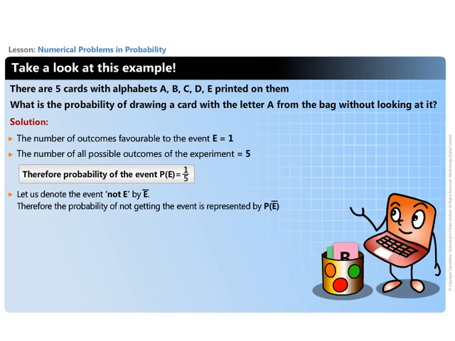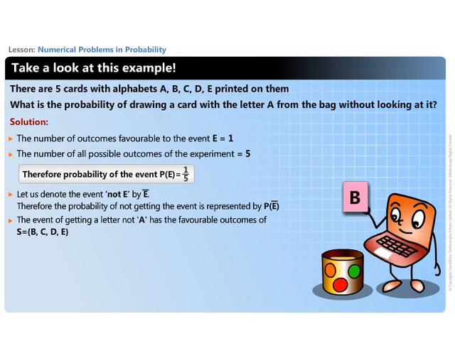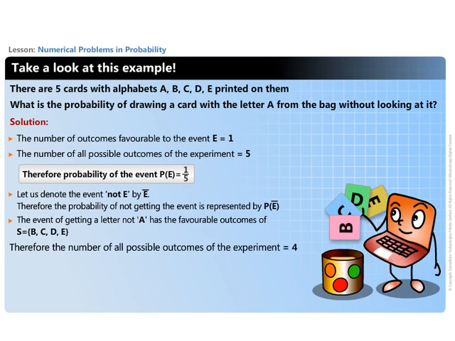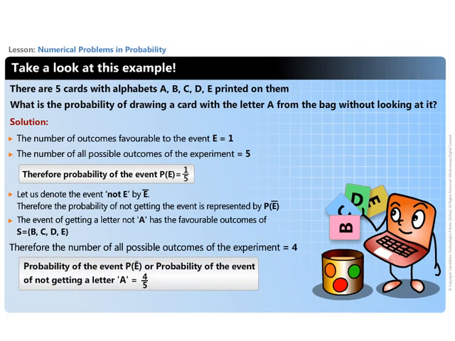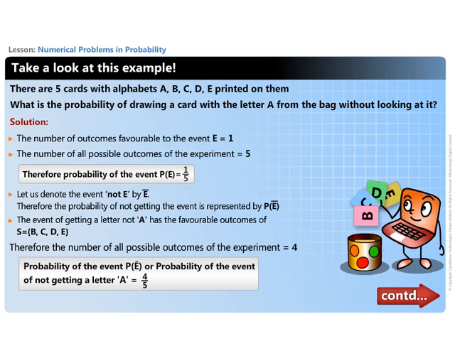Let us denote the event not E by E bar. Therefore, the probability of not getting the event is represented by P(E bar), and the event of getting a letter not A has favorable outcomes represented by the sample space S equal to B, C, D, E. Therefore, the number of possible outcomes of the experiment is equal to 4. Substituting these values, we get probability of the event P(not E), that is P(E bar), is equal to 4 by 5.